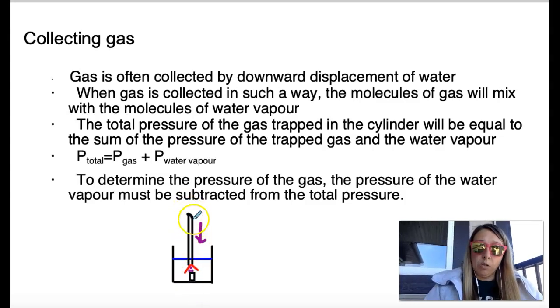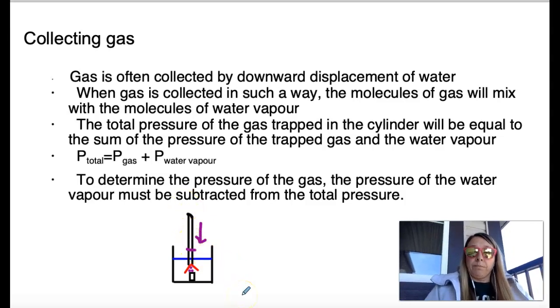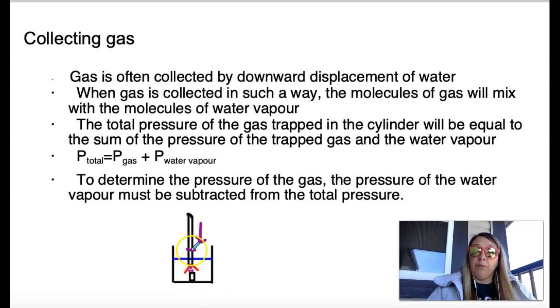Because there are little marks for volume on the side here, eventually we reach a point where we can say, let's just pretend that that's where our gas was bubbled up to. We can figure out what volume that occupies. What we need to do though, before we record that volume, is figure out what the pressure is. I can't actually measure the pressure inside of here, but what I can measure is the total pressure outside.